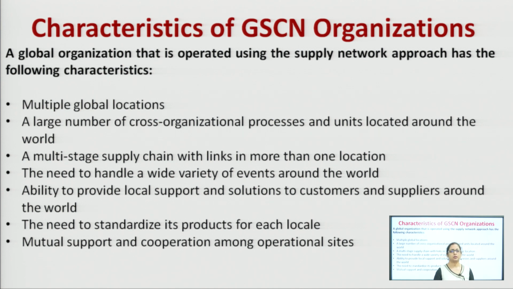This simply means that in one country also, a company may think of having multiple locations, one for say the purpose of warehousing, the other for say the purpose of production. So, within a country also they can have more than one place where they are operating, or from where they are providing the services, and so a multi-stage supply chain within one country or one location is also required. Then the next is the need to handle a wide variety of events around the world.